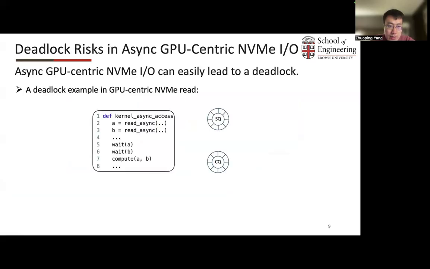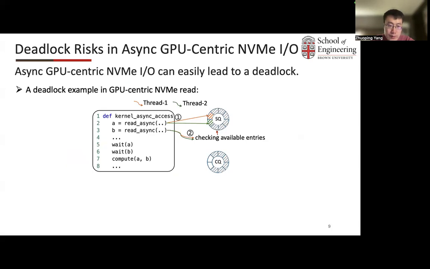This example shows how deadlock happens. Assume we have one SQ, and the other entries are occupied by other threads, and we have two available entries in this case. Now we have two threads, and these two threads want to execute this pseudocode. At the beginning, both threads can reach line 2, and they can successfully submit their commands to the SQ. Now the SQ is fully occupied. When these two threads go to line 3, they want to submit another command, but there are no available entries for them to use.